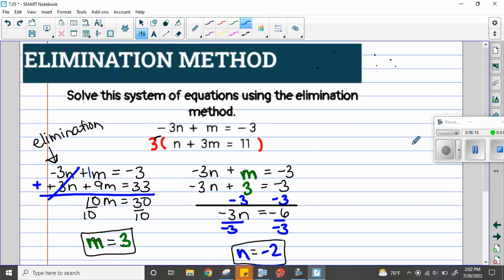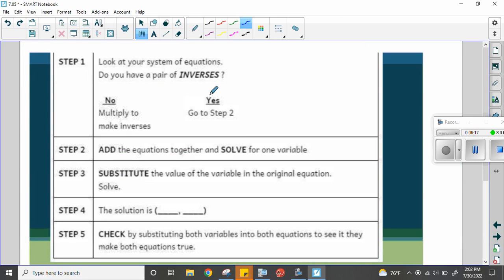Let's recap. The first step is we look at our system of equations. Do we have a pair of inverses? If our answer is yes, then we go to step 2. If our answer is no, then we need to multiply to make inverses. Step 2, add the equations together and solve for one variable. This step is the most important step for solving a system of equations algebraically. When you add your two equations together, your inverses must cancel each other out.